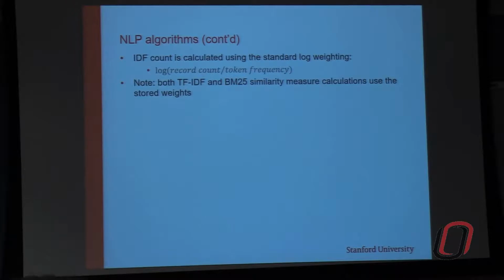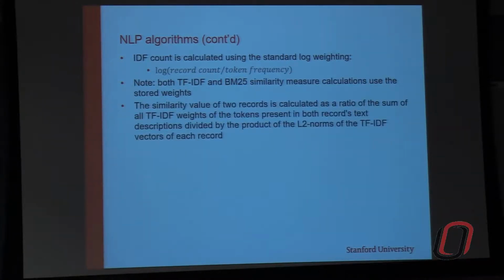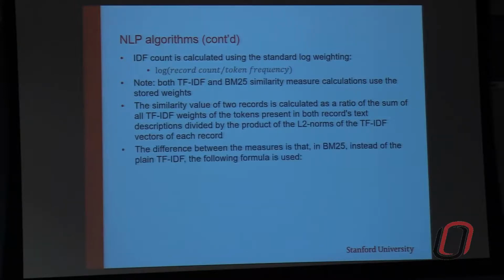Note both the TF-IDF and BM25 similarity vector calculations use the stored weights. That's really important, actually, but I won't go into the details of why at the moment, and you can ask me about it. Also, similarity value of two records is calculated as a ratio. So again, we're talking about trying to look at the L2 norms here. And I have a formula here somewhere. Yeah, there we go. So this is actually the formula that we use.